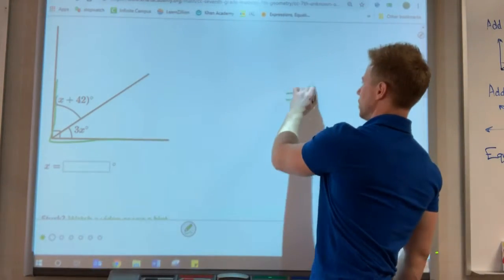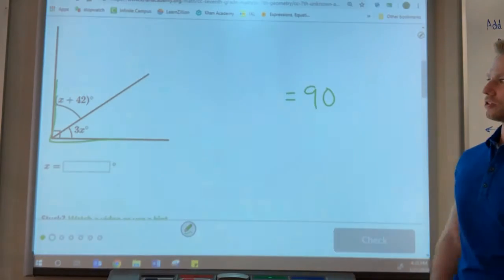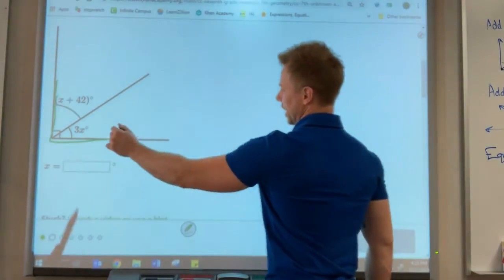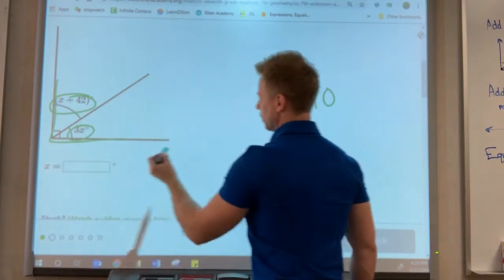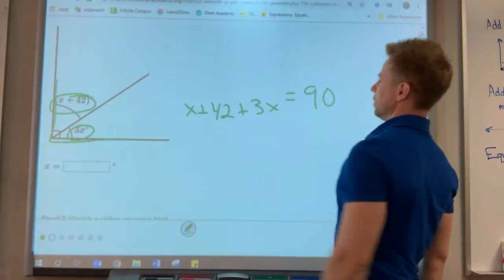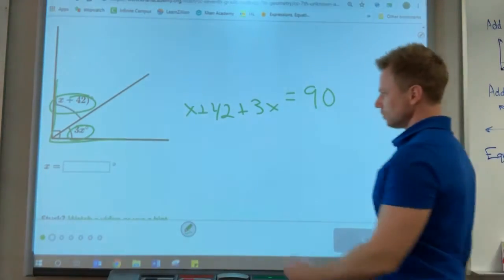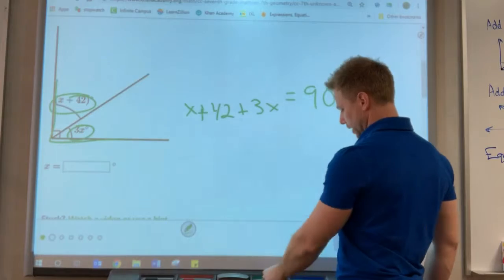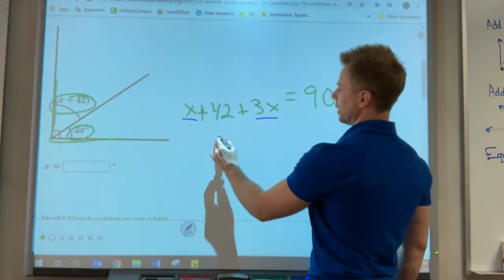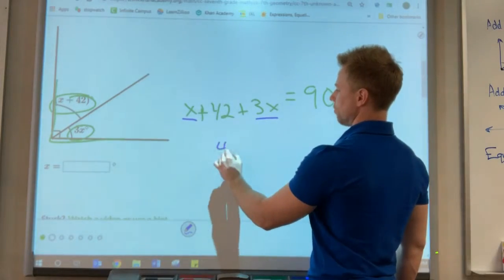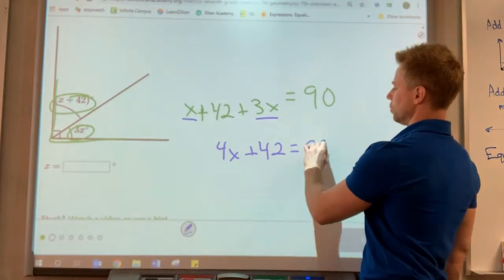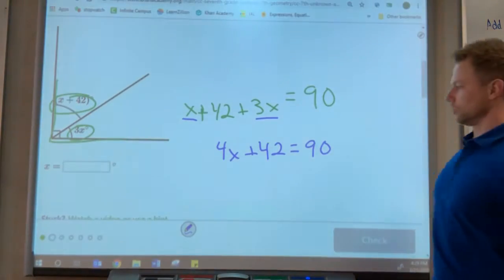So then we know that they are going to equal 90 because the definition of complementary is that they add up to 90. So then we're just going to add those two angles together. x plus 42 plus 3x equals 90. Now we're going to combine some like terms. We have 1x and 3x. Combine those together to make 4x plus 42 equals 90.